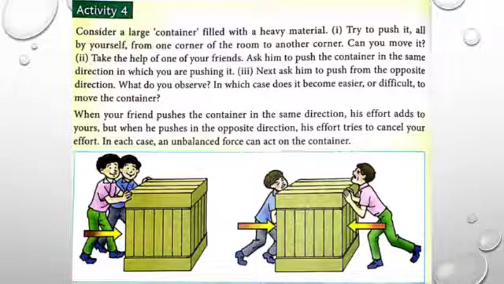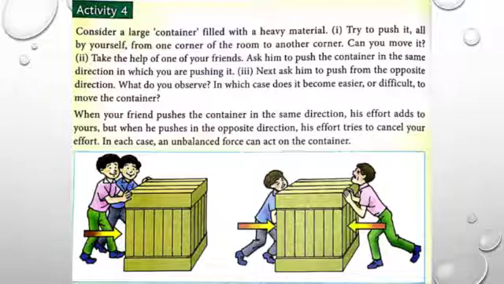Now what will happen in the first case, where the boys are applying force in the same direction? Their effort will add up, and then they can move the heavy box in their direction. And if they are applying force from opposite directions, then what will happen? Then the effort of both the boys will cancel each other.